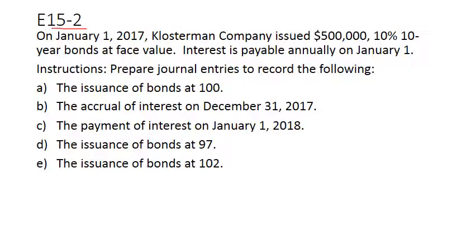The textbook has parts A, B, and C, and then I've added D and E, which are the issuance of a bond at a discount and a premium. So the bond is $500,000. It's got a 10% interest rate and it's a 10-year bond, and the interest is payable annually on January 1st.